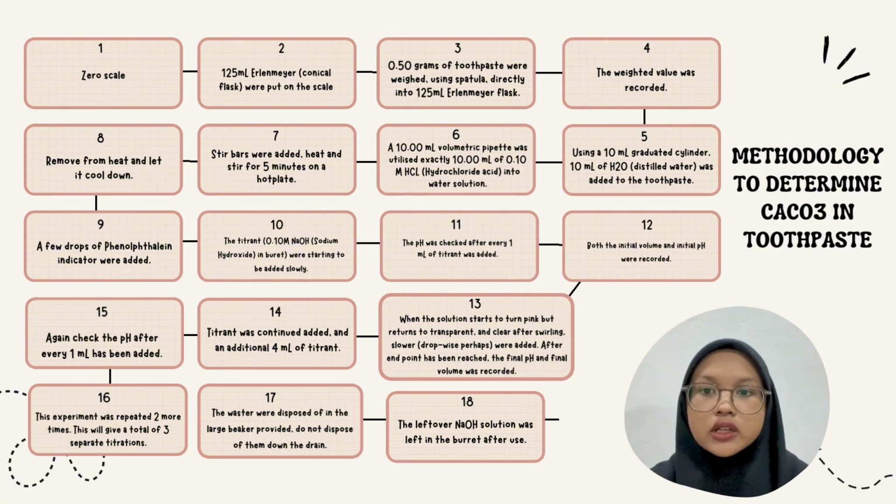14. Titration was continued, adding an additional 4 ml of titrant. 15. Again, check the pH after 1 ml has been added. 16. This experiment was repeated 2 more times. This will give a total of 3 separate titrations.